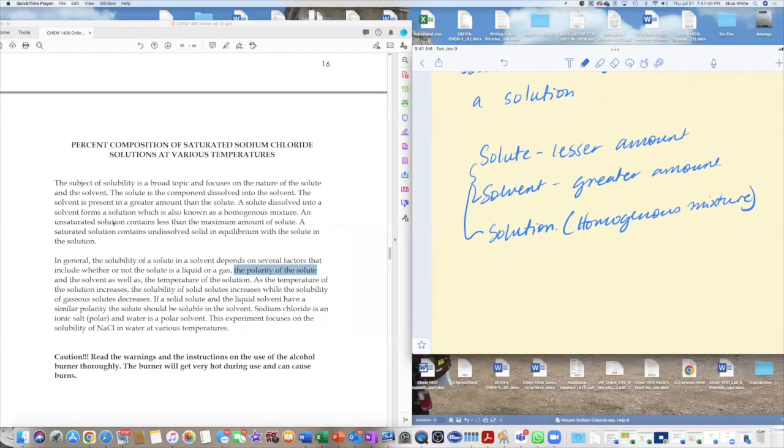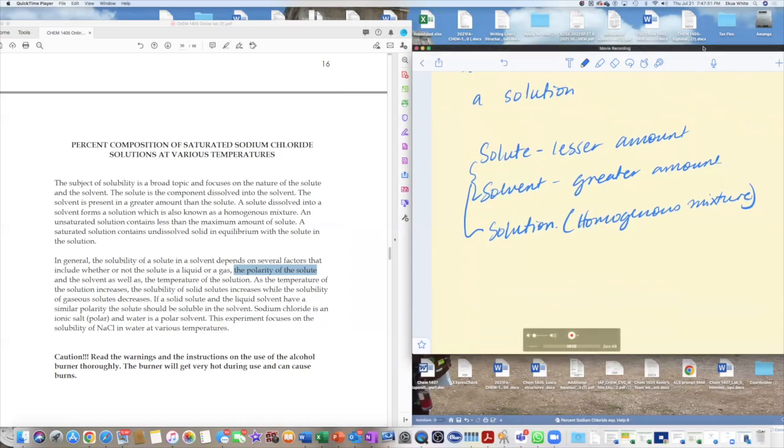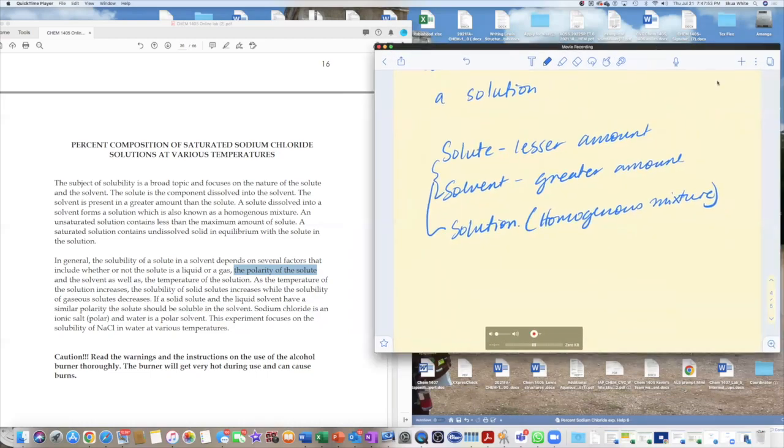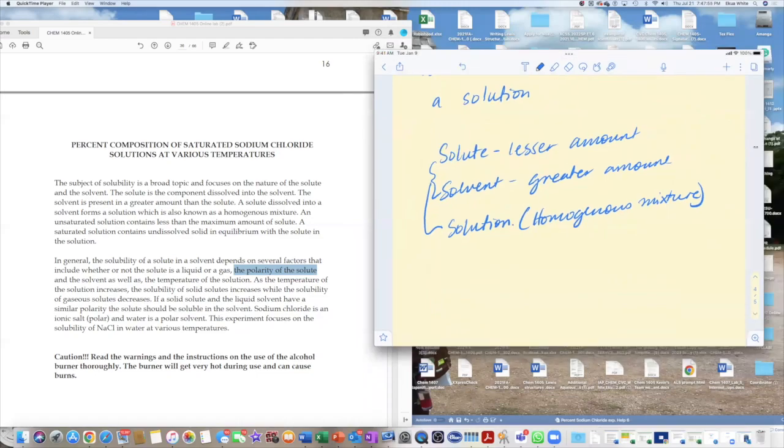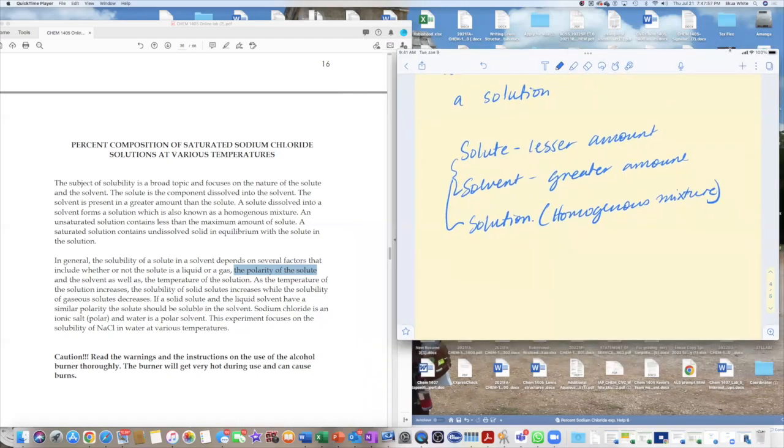The next thing we're defining here is the unsaturated versus saturated solution, okay? Each solvent, as long as the solvent is a specific amount, can dissolve a certain amount of solute. Okay, and I'm going to stick with the solute and the solvents that are pretty much.